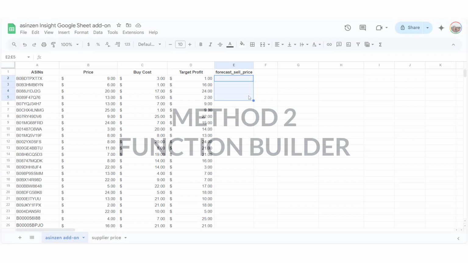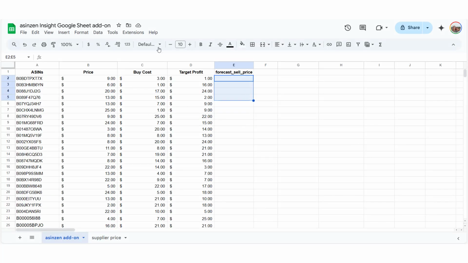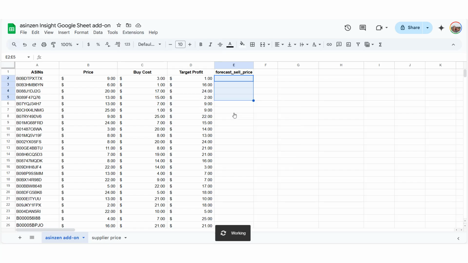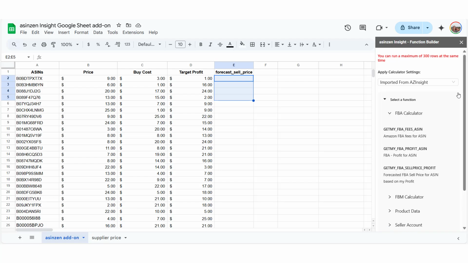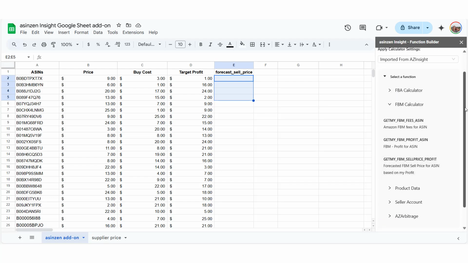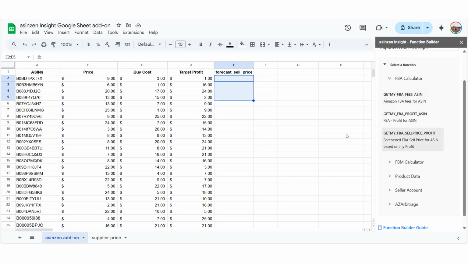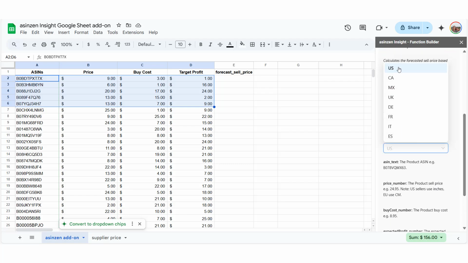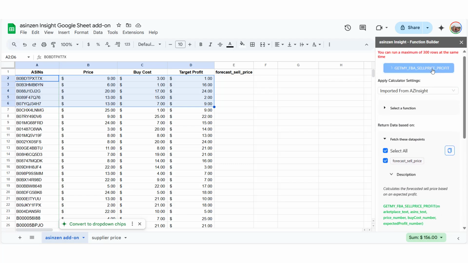If you're working with multiple ASINs, the function builder is the perfect tool for batch processing and customization. Go to Extensions and locate Asinzen Insight, then click on Function Builder. You'll find both functions in the FBA Calculator and FBM Calculator sections. Start by selecting the cells with your ASIN, then use the Marketplace dropdown to choose the correct marketplace. Once everything is set, click the Get My FBA Sell Price or Get My FBM Sell Price button. The function will calculate the optimal selling prices for all selected ASINs and populate your sheet with the results.